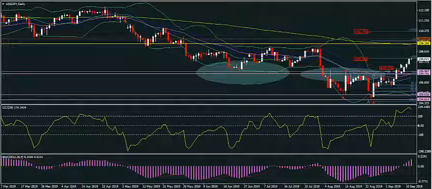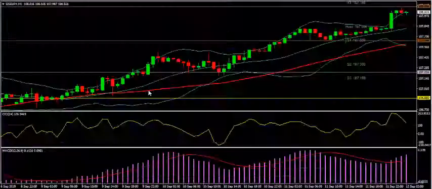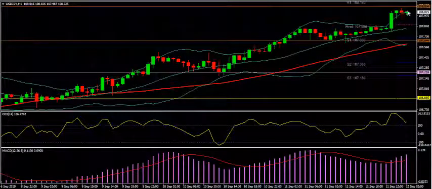So there's a few things to be aware of. It is at its first target. I would lock in profits at this point and then wait for another opportunity. Even though we got this continuation breakout trade, I don't know how much further it's going to go at this point because it is running right into that resistance area. It may stall here for a little while.